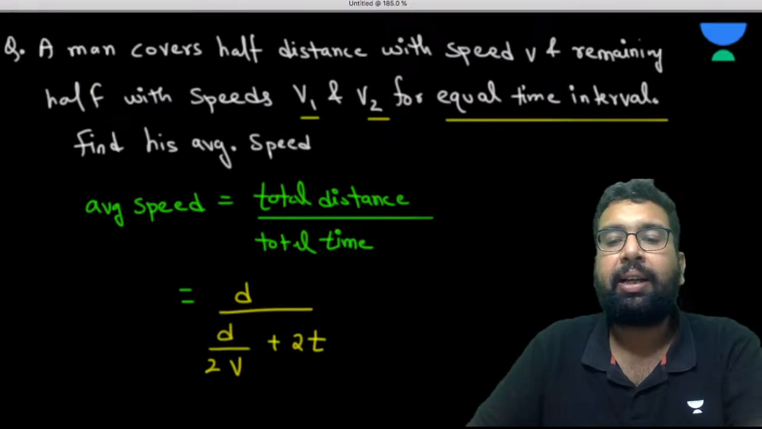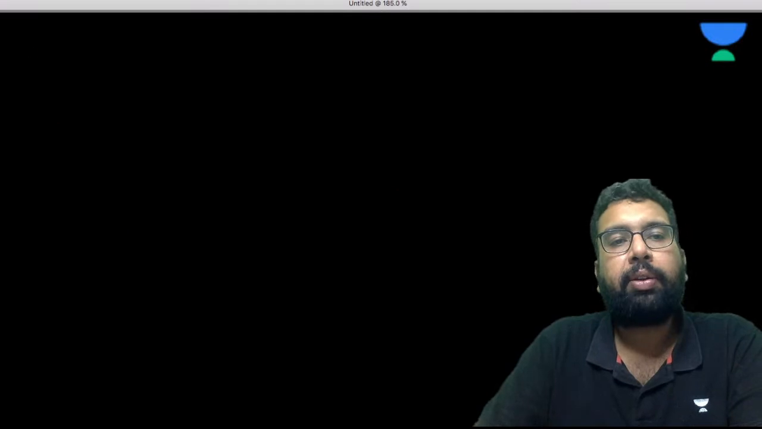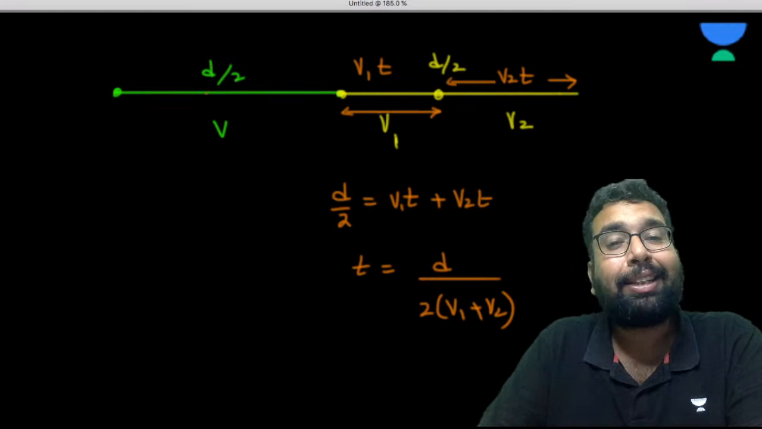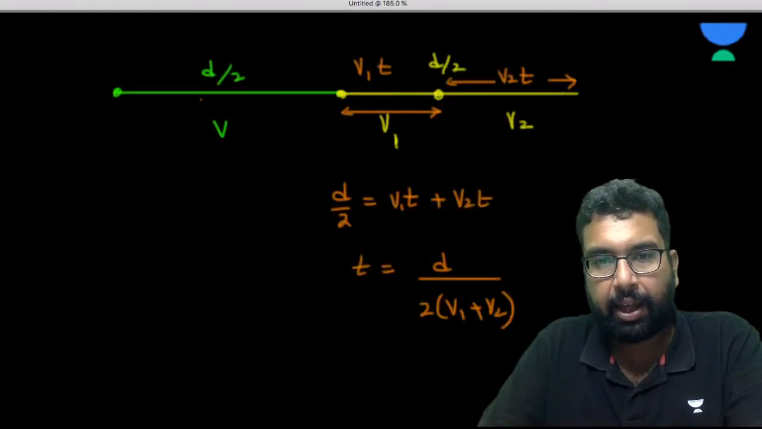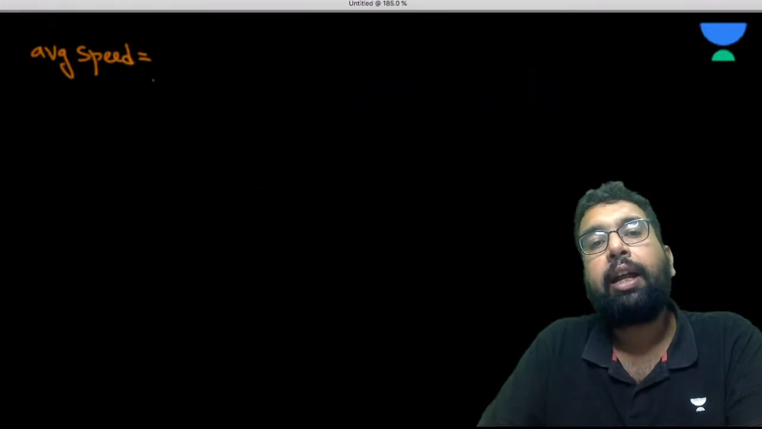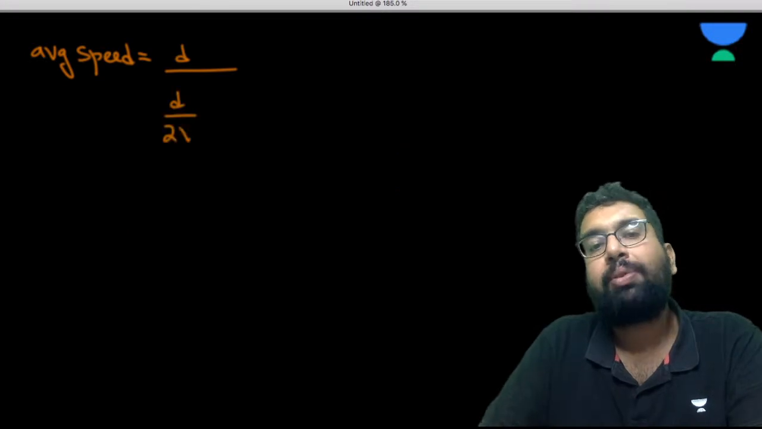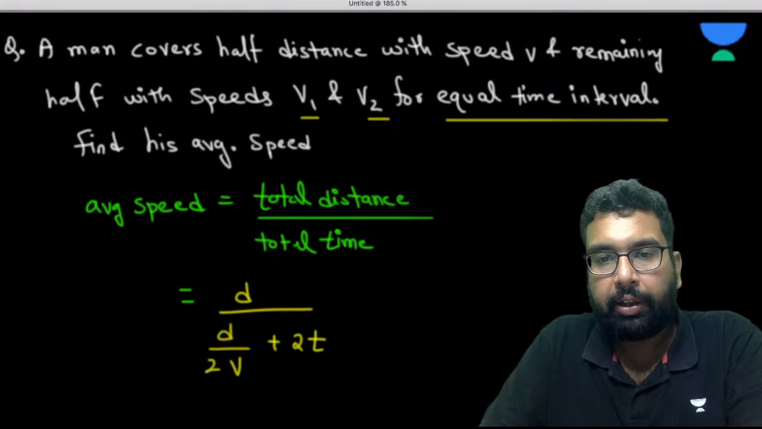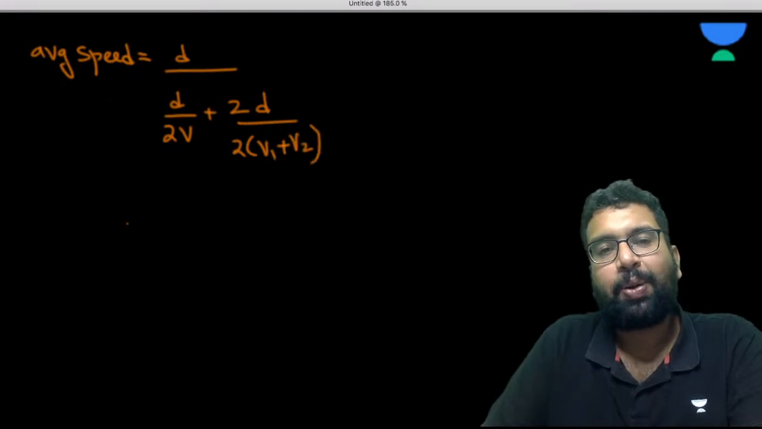Now we can put this value of t here, right? So now the average speed is going to become, see, we are using the same formula. You will be surprised that these kinds of questions are asked a lot in the examination. Are you getting my point? It seems to be very simple, but they are asked a lot. So here I'll put t, so it is going to be d upon 2(v1 plus v2).